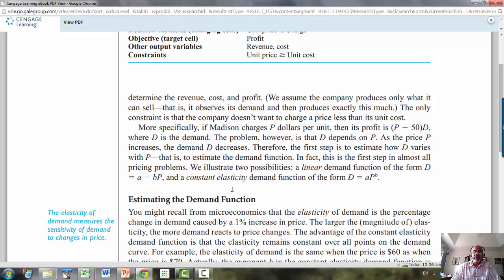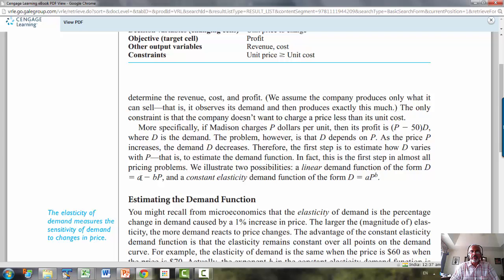Now you can also have a constant elasticity function, which means that if you increase the price by a certain percentage, then the demand will go down or change by that percentage. So it is based on percentages rather than amount. And that relationship is given by this function: demand is equal to a constant A times price to the power of B.